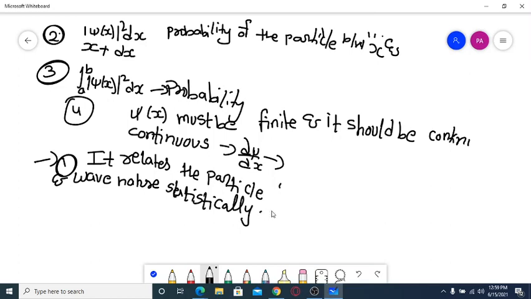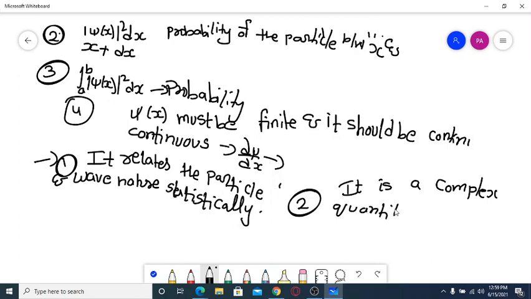Now this is an important one that we need to understand. The second important significance of the wave function is that it is actually a complex quantity, and we cannot exactly measure it. So it is a complex quantity, so directly we cannot measure it accurately.